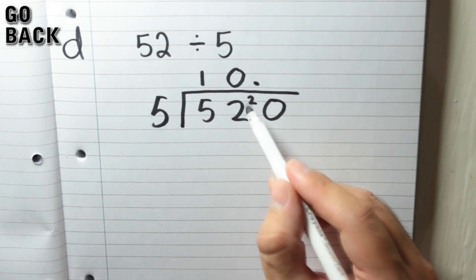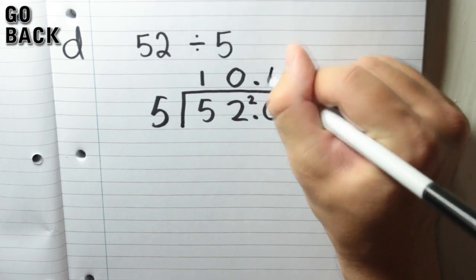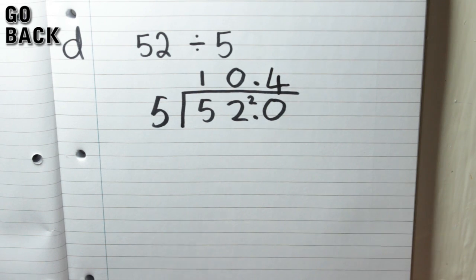So now we say how many 5s go into 20, and the answer is 4, giving us 10.4.